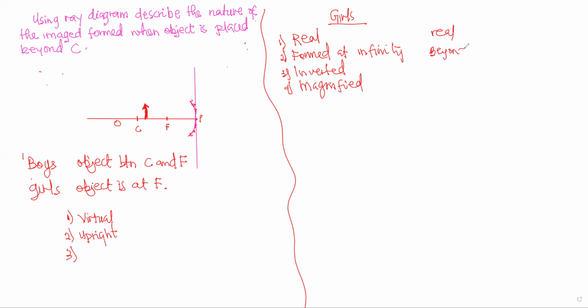Asada, I'm listening. And since the image is real, it is laterally inverted. Lateral inversion, you can't see it here, because it's just a line object, you can't see lateral inversion. But what you can say is that it is inverted. Real and inverted.